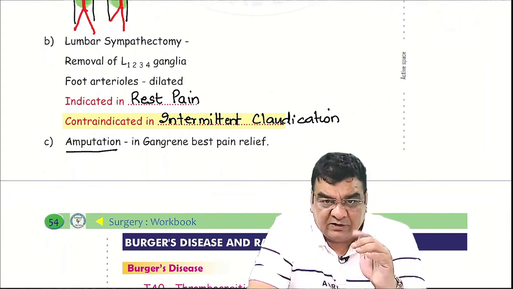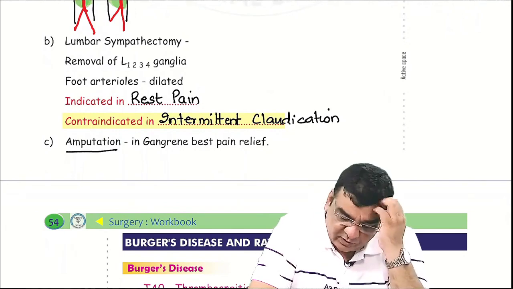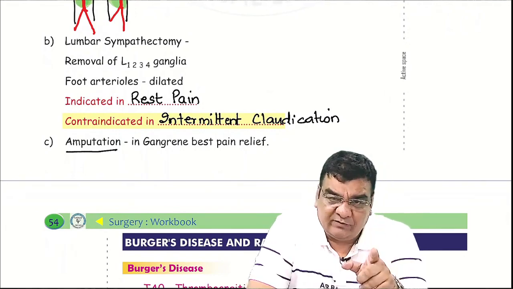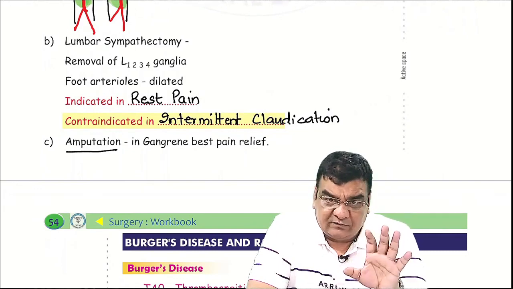ABPI, ankle pressure versus brachial pressure. 1.1 plus minus 0.1, 1.1 plus minus 0.2 is normal. Less than 0.9 intermittent claudication, less than 0.5 rest pain, 0.3 critical limb ischemia, and 0.1 gangrene. Right? Color Doppler, investigation of choice. You know there is an obstruction here.